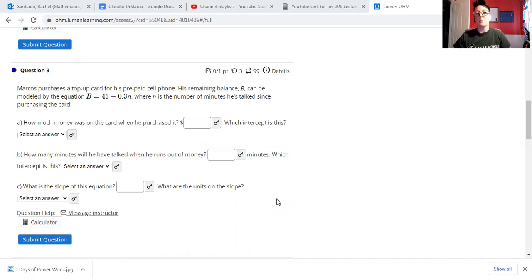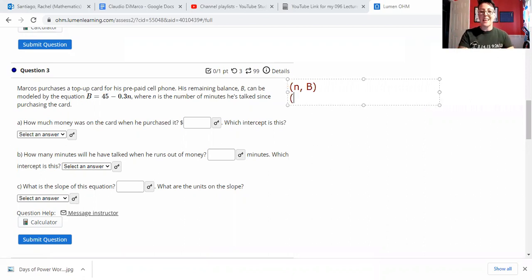Marcos purchases a top-up card for his prepaid cell phone. His remaining balance B can be modeled by the equation B is equal to 45 minus 0.3 N, where N is the number of minutes he's talked since purchasing the card. The very first thing I like doing with problems like this is identifying the ordered pair. We're not using X and Y in this case, we're using N and B. So I want you to think of N as the number of minutes he's talked since purchasing the card as the input value, where B depends on the number of minutes, right? That will provide the remaining balance.